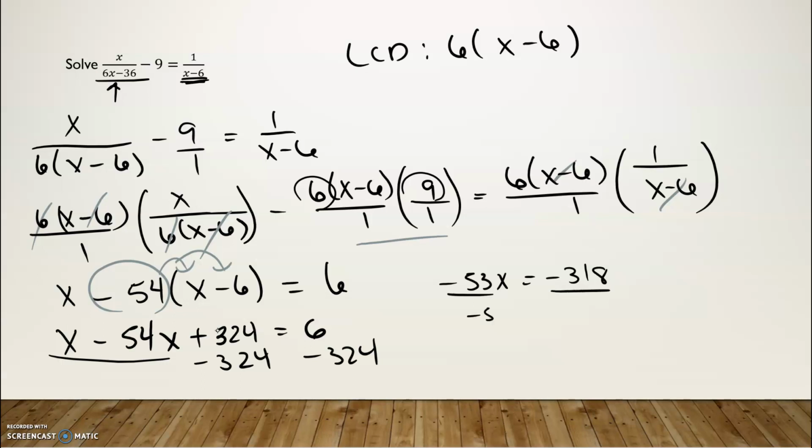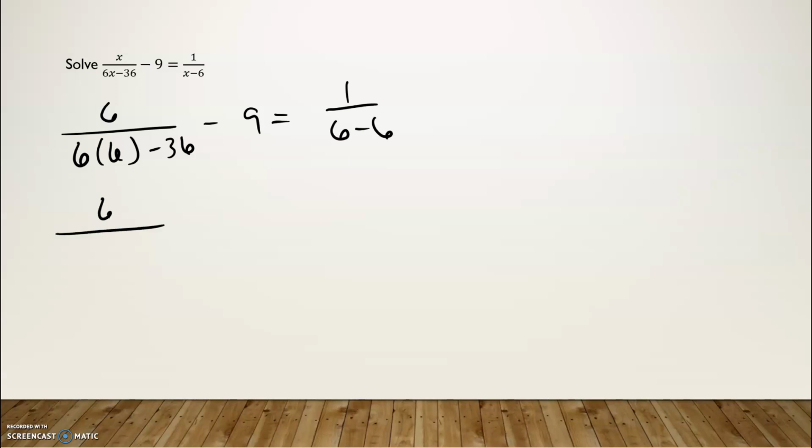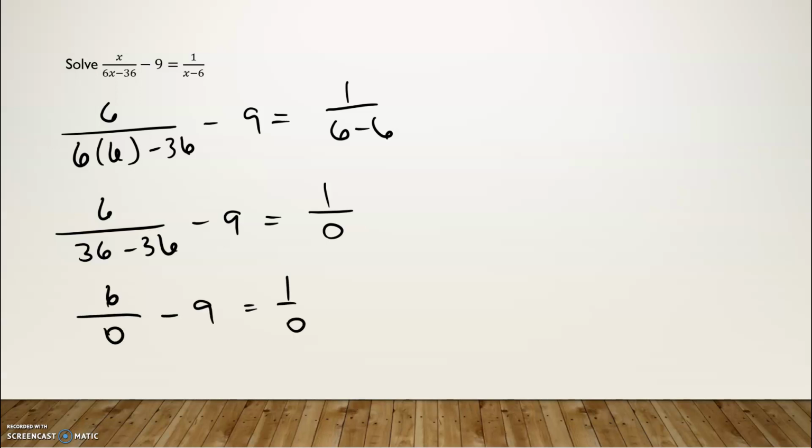Divide by negative 53. And that gives us x is equal to 6. Now we need to plug that in before we say that's our answer. Okay, we have 6 over 6 times 6 minus 36 minus 9 is equal to 1 over 6 minus 6. So we have 6 over 36 minus 36 minus 9 is equal to 1 over 0. 6 over 0 minus 9 equals 1 over 0.